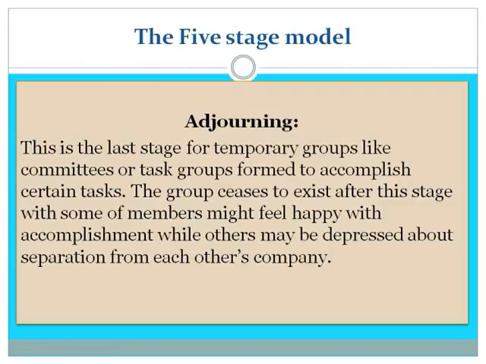Now another stage is adjourning. Adjourning is the last stage of temporary groups in the five stage model. So adjourning applies to groups like committees or task groups formed to accomplish certain tasks. The group ceases to exist after this stage, when some members might feel happy with the accomplishment while others may be depressed about separation from each other's company. So in temporary groups, the last stage is called adjourning.